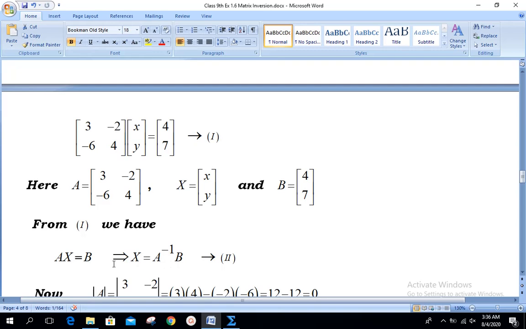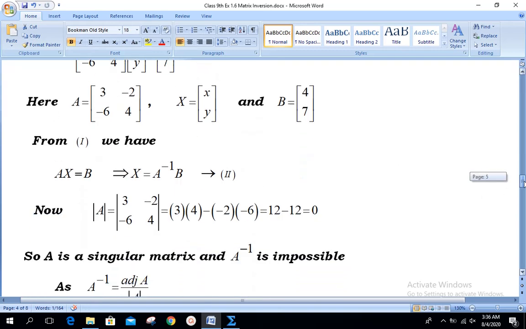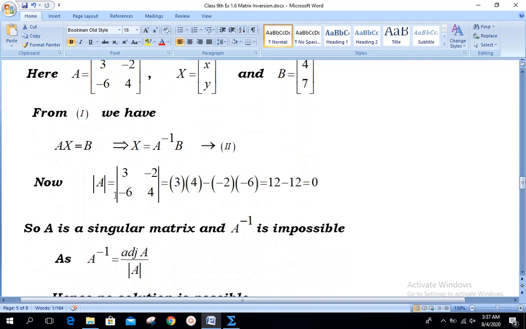So now we calculate the value of A determinant. What is A determinant? 3 into 4 minus 2 into minus 6. Our result becomes 12 minus 12 is equal to 0. Here the value of determinant becomes 0. So A is a singular matrix and A inverse is impossible.